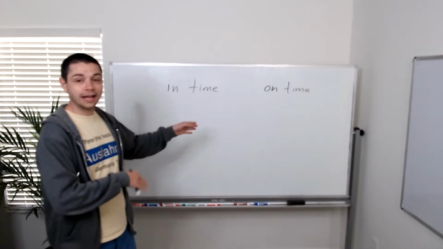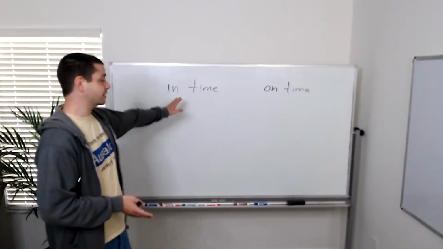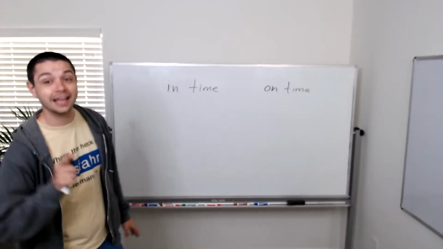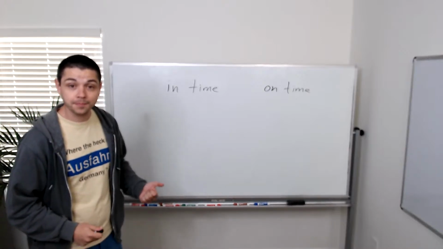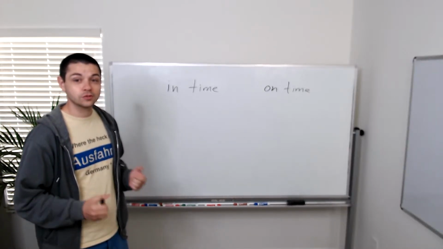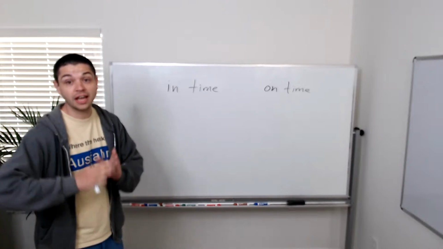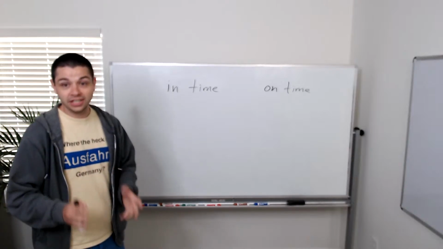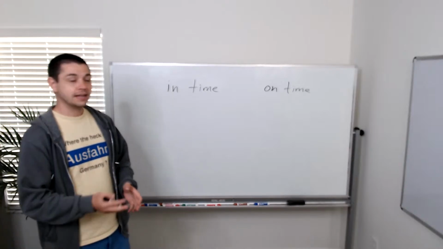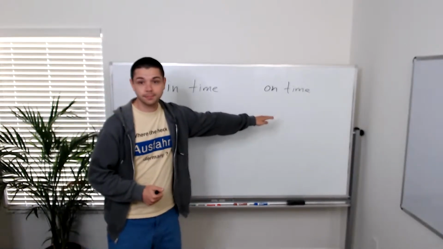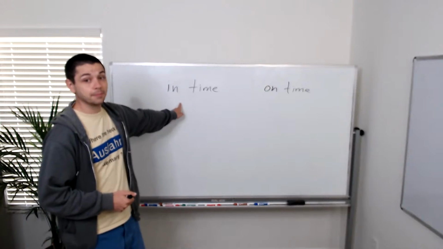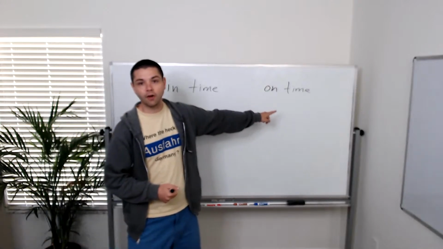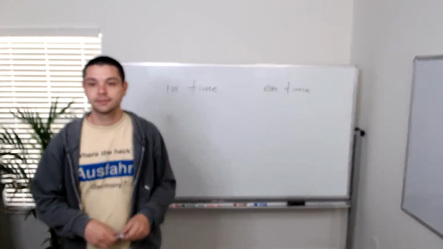So you arrived at 8:05 and you were in time. You were in time for the exam. So you did not miss the exam. You did not miss the thing that you needed to do, right? So you were late, but you didn't miss it. You were in time for the exam, but you were not on time. I hope that shows you the difference.